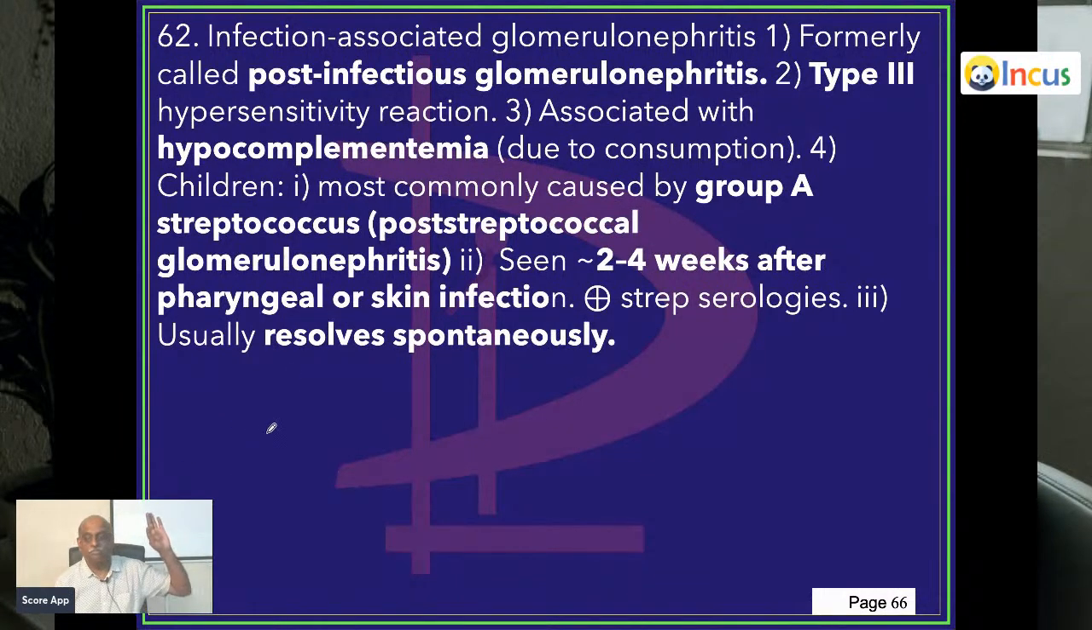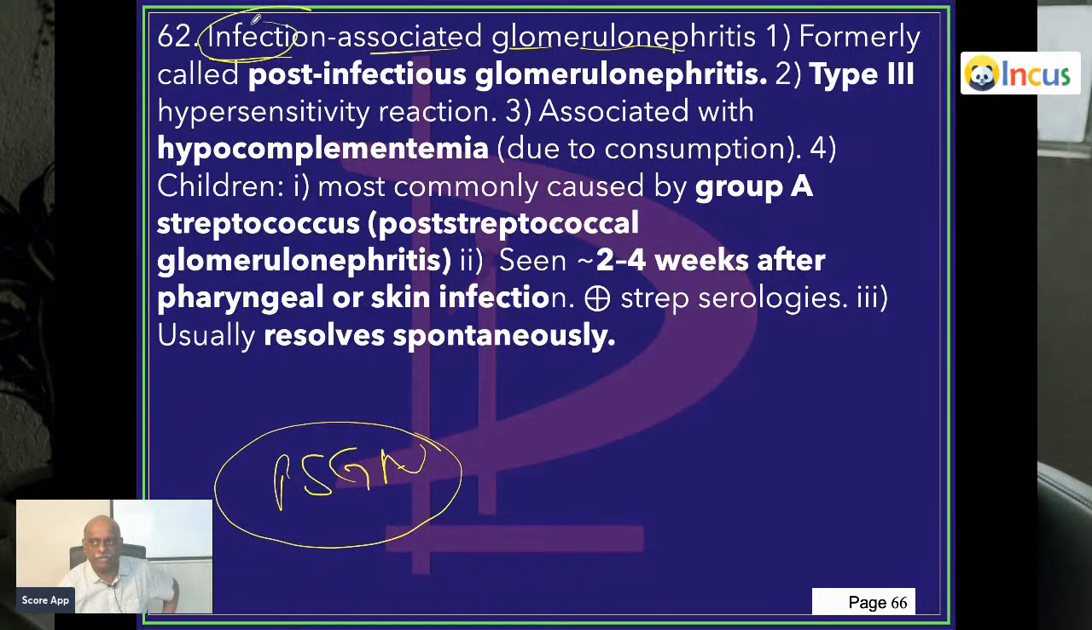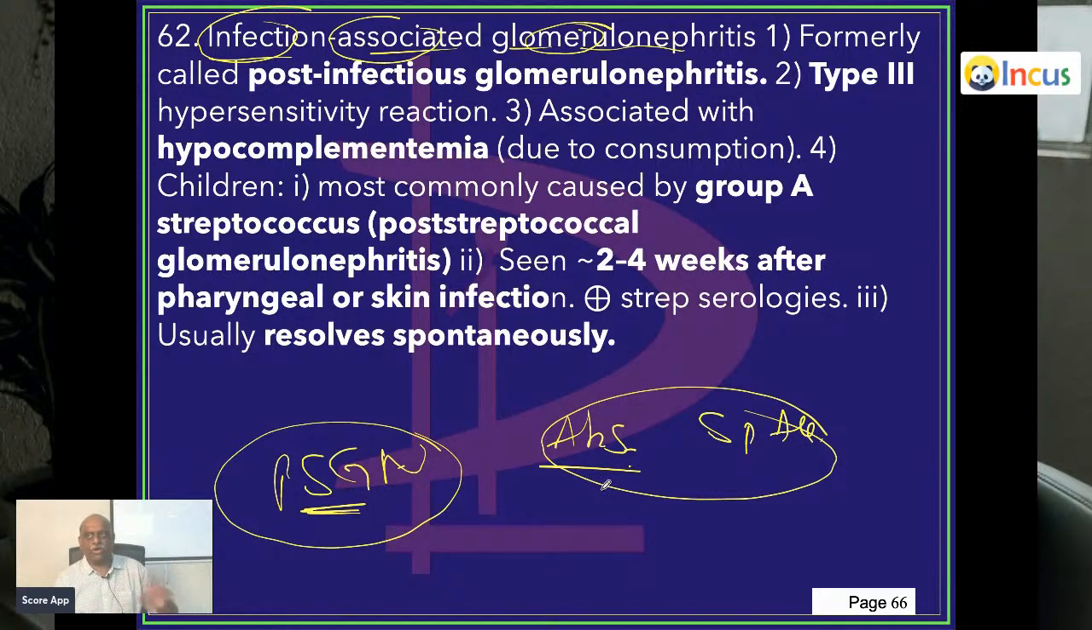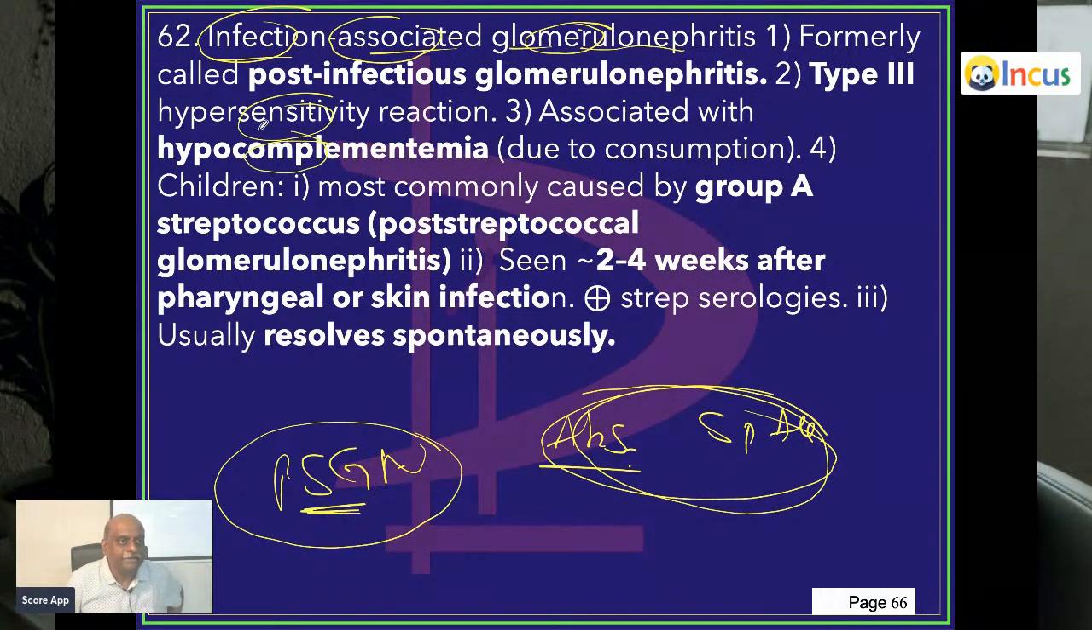Now, let us start with first, infection-associated glomerulonephritis. Earlier, we used to call it PSGN, post-streptococcal glomerulonephritis. But now the modern term is infection-associated glomerulonephritis. So what's happening in streptococcal infection? There are antibodies binding with the streptococcal antigen, and these antigen-antibody immune complexes are depositing in the glomerular basement membrane. That leads to a type 3 hypersensitivity reaction. Every time these infectious immune complexes are forming, complement is consumed. That's the reason there is a development of hypocomplementemia. So the most common cause for infection-associated glomerulonephritis is group A streptococcus in children.